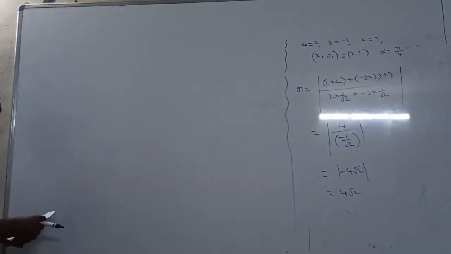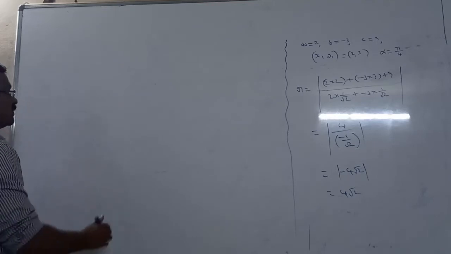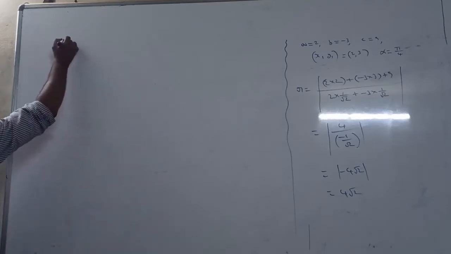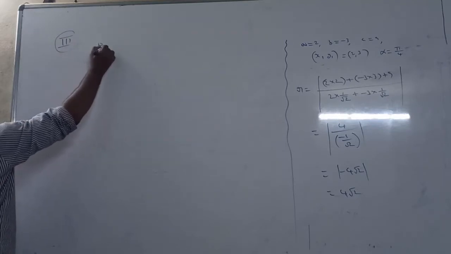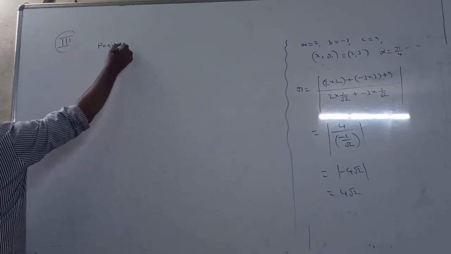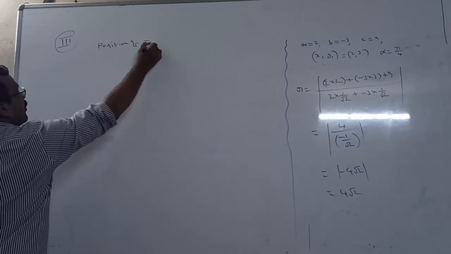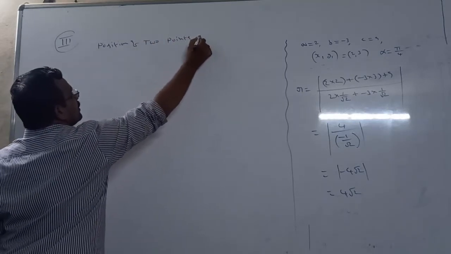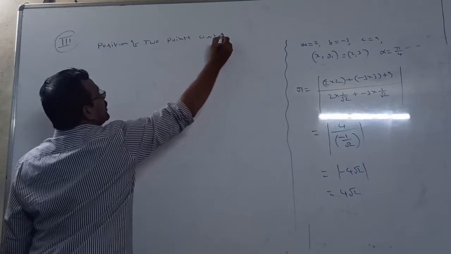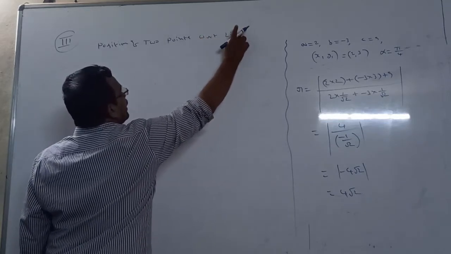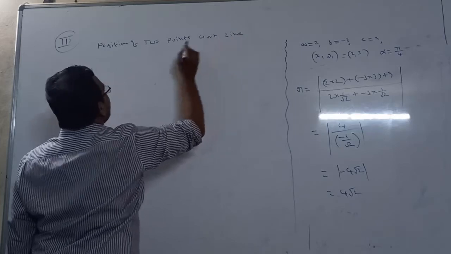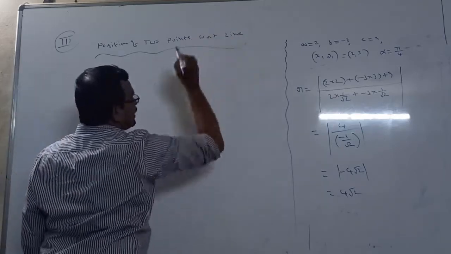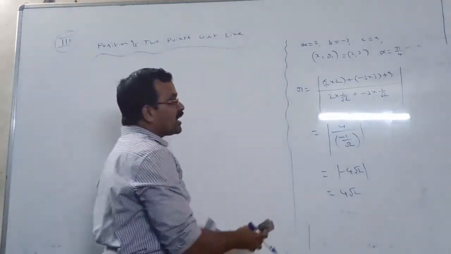Next one. One more concept: position of two points with respect to a line.